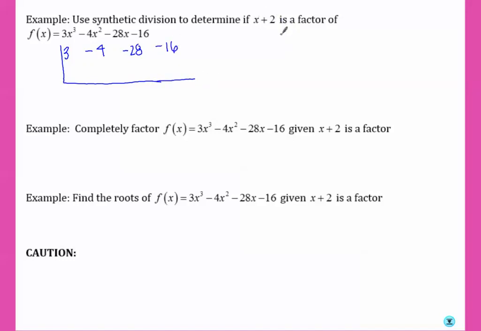The first thing we need to do is take x plus 2 and set it equal to 0. If we solve that, we know x equals negative 2, so negative 2 is what goes outside for our synthetic division. Take the first term, drop it down, we get 3. 3 times negative 2 is negative 6. Add our column, we get negative 10. Negative 10 times negative 2 is positive 20. Add down our column, we get negative 8. Negative 8 times negative 2 is 16. Add down our column, we get a remainder of 0.